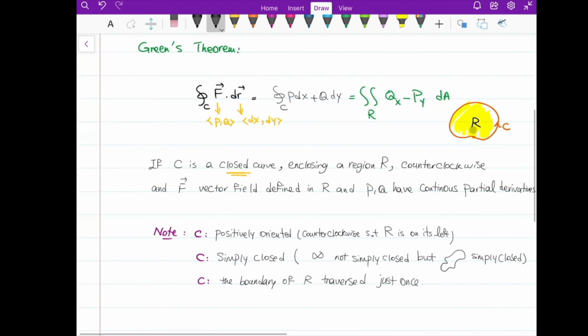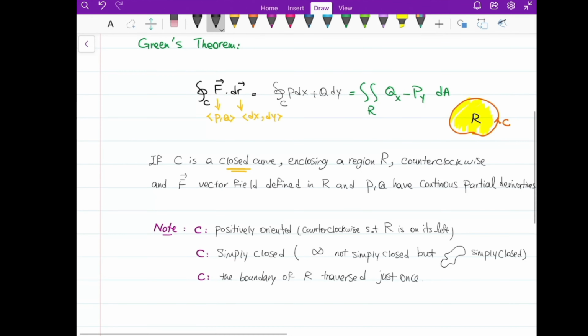Okay, and then all the other properties that we had for F was that P and Q should be continuously differentiable. Let me write this also in here. The criteria for F is that P and Q are continuously differentiable.